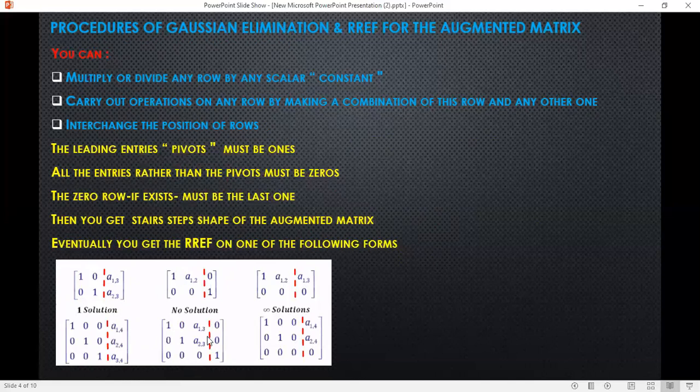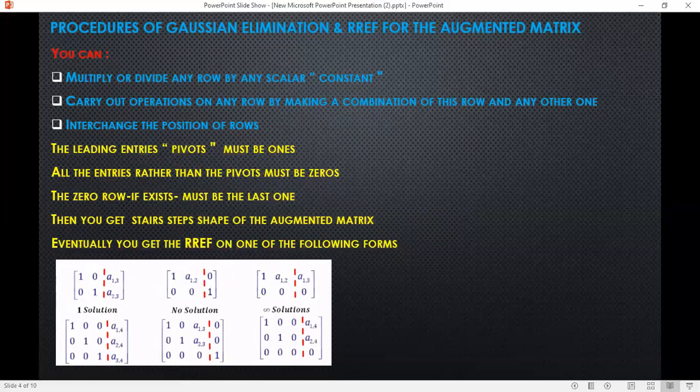What about the case that has no solution? In this case, we have, pay attention, 0x plus 0y equals 1. 0x plus 0y, which is 0, so 0 equals 1. It is impossible, then there is no solution, and we say that the system is inconsistent.